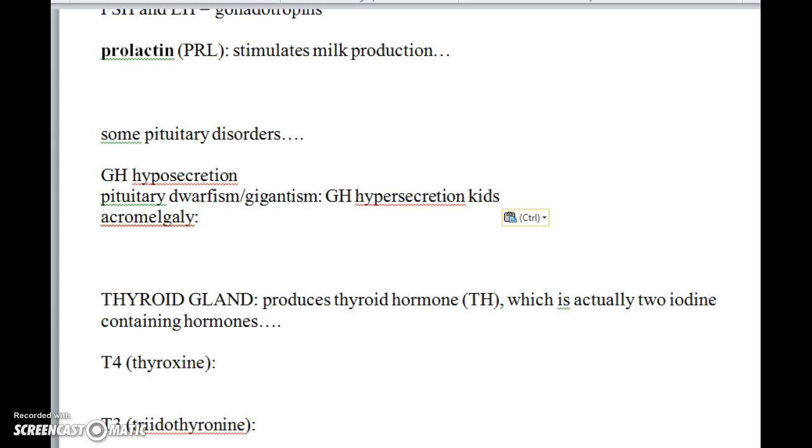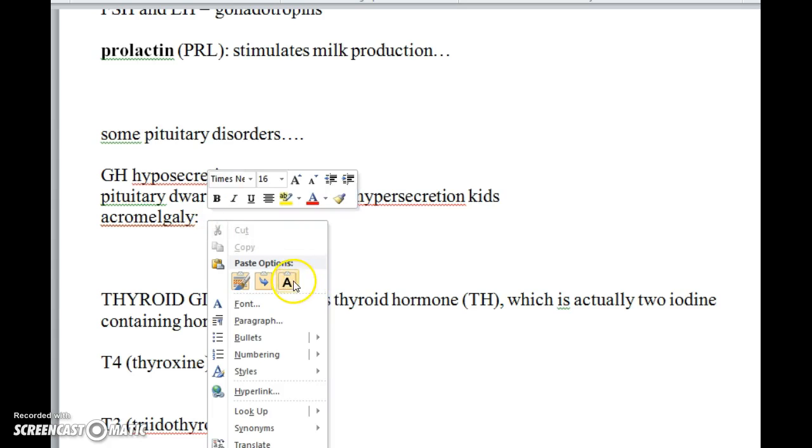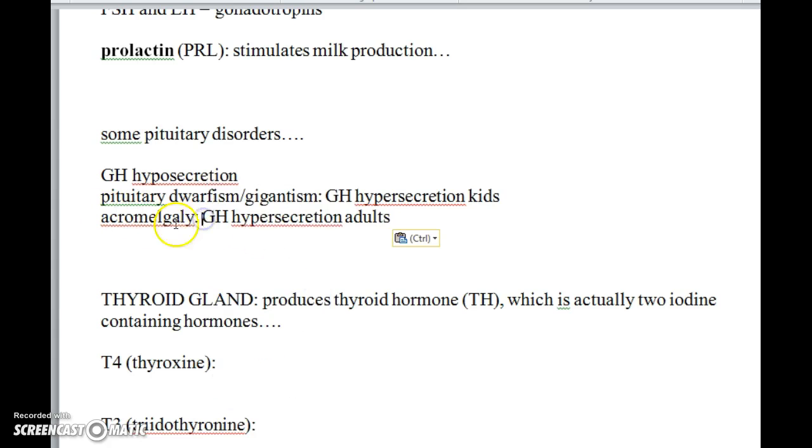In an adult, my growth plates have sealed, so if I got a growth hormone hypersecretion, I'm not going to get any taller, but I will get definite effects from it. So over here by acromegaly, put growth hormone hypersecretion in adults. And it can be a continuation of the same disorder. It can start when you're a kid and continue through adulthood. This is a story best done by pictures. So here, just look.